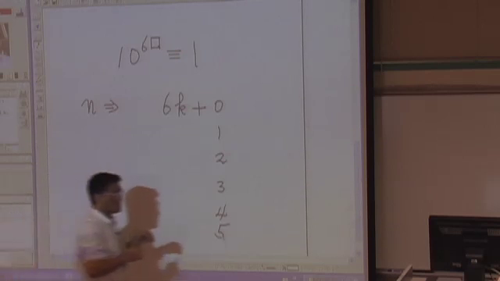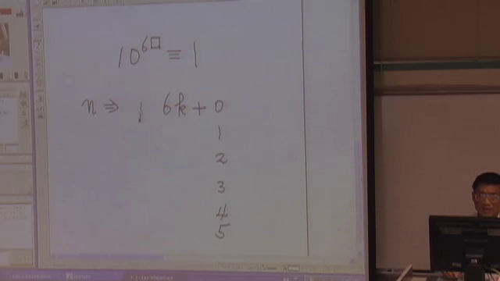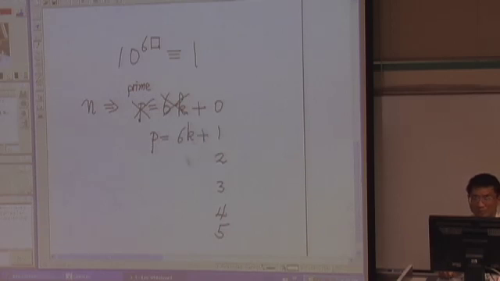P is prime, so can P be this or not? Is the right side prime? No way, so P cannot be this. Can P be this? It's possible, right? 6k plus 1 is possible. Can P be 6k plus 3 or 4? Impossible, right? So P could be 6k plus 1 or minus 1.